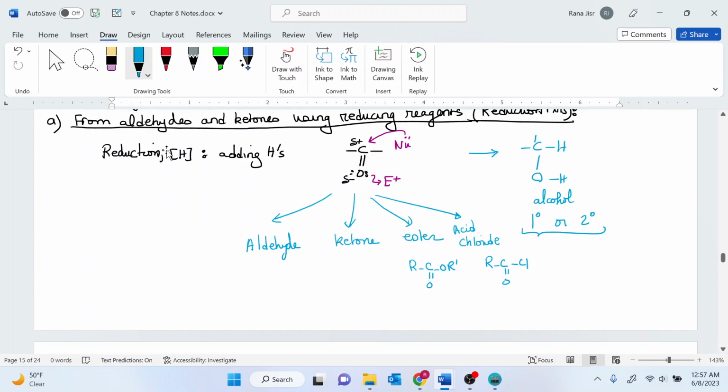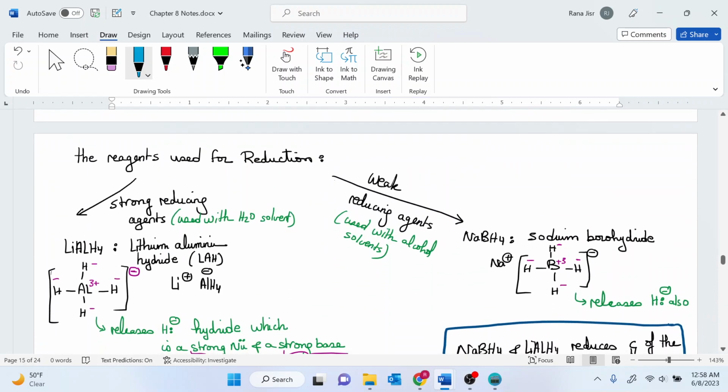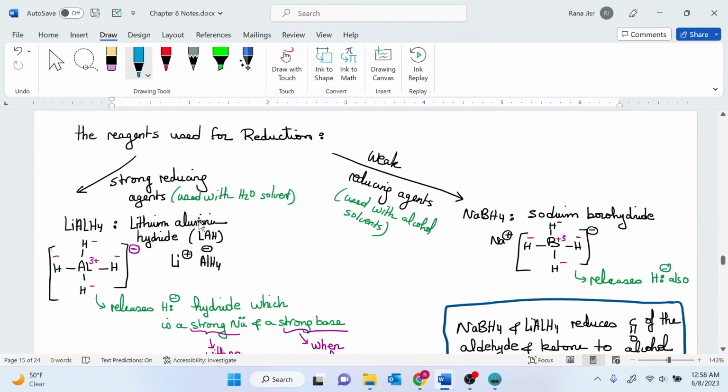Now, reducing agents are classified into strong and weak reducing agents. The strong reducing agents work with all types of carbonyls. The weak reducing agent only works with aldehydes and ketones. So let's have an example of the strong and the weak. So the strong reducing agent is lithium aluminum hydride.